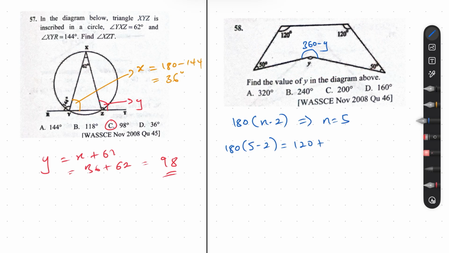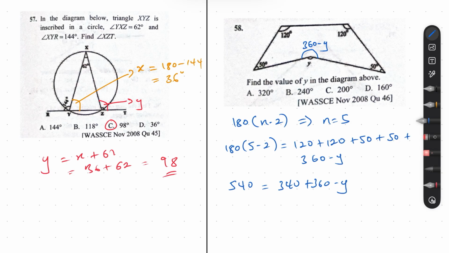120 plus 120 plus 50 plus 50 plus this one here, 360 minus y. So we should have 540 is equal to, let's say, this will give us what? 240 plus 100, 340. So we have 340 plus 360 minus y.